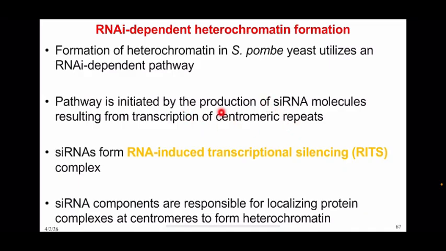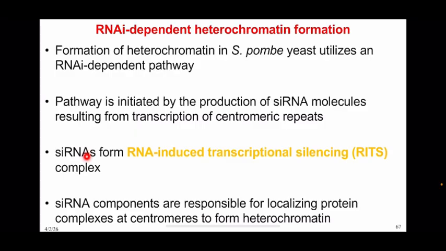So this RNAi pathway is initiated by the production of siRNA molecules, resulting from the transcription of centromeric repeats. The siRNAs are going to form the RITS complex, the RNA-induced transcriptional silencing complex. The siRNA component is responsible for localizing the protein. I think this is like model 3 or model 4, where we are using siRNAs to repress or silence a gene.